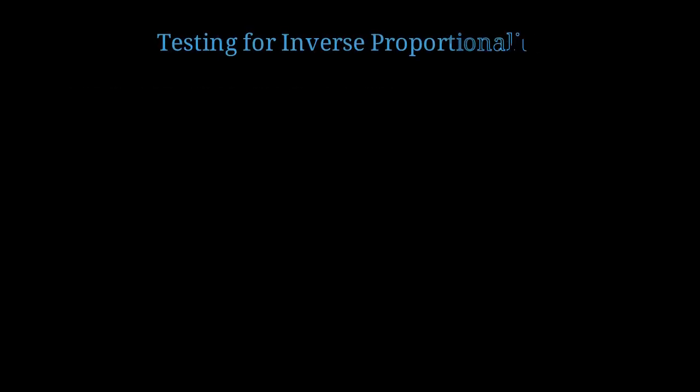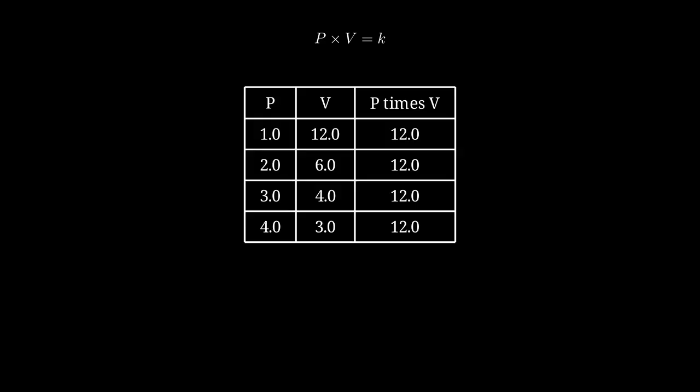How do we test if two variables are inversely proportional? Here's the mathematical criterion. If P is inversely proportional to V, then P is proportional to 1 over V. This means P times V equals a constant K. If we multiply each pressure by its corresponding volume, we should get approximately the same number every time. Look at this analysis. When we multiply P times V for each data point, we get 12.0 every time. This is strong evidence for inverse proportionality.